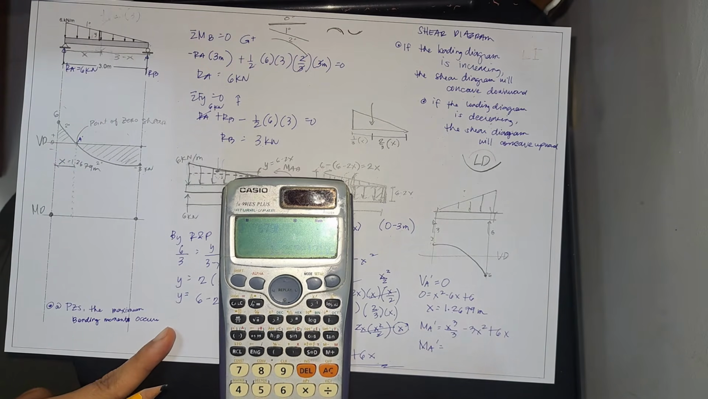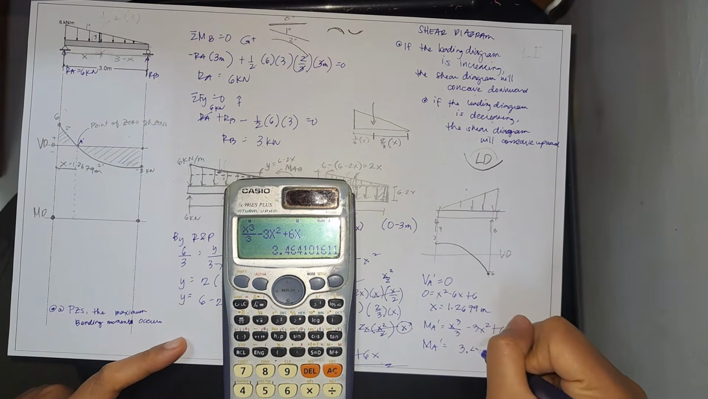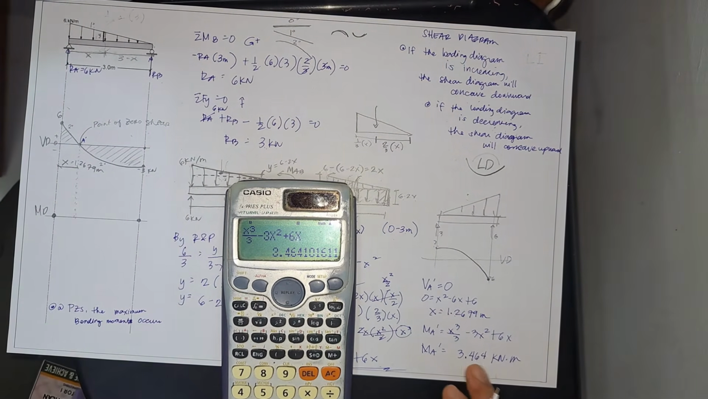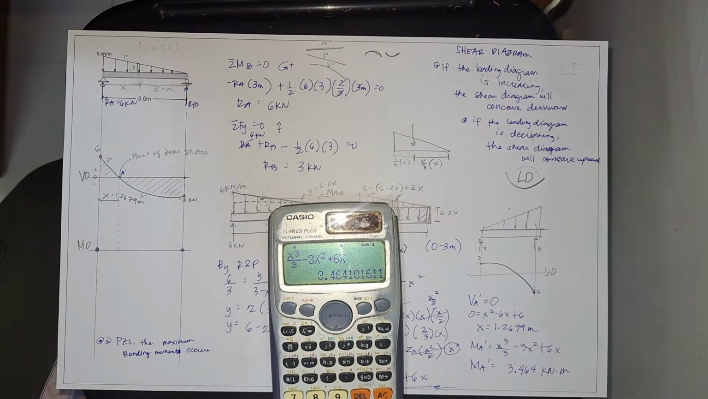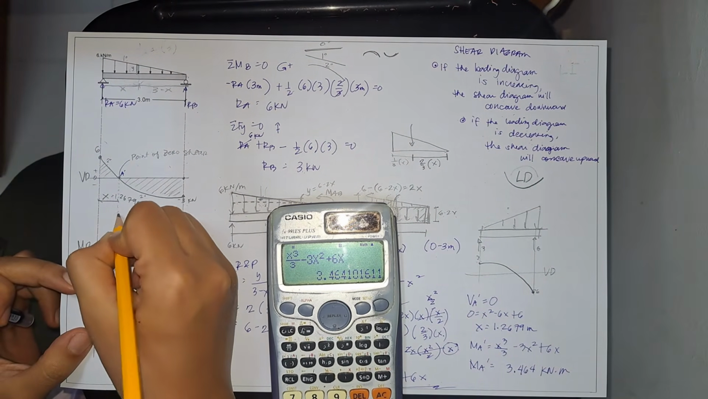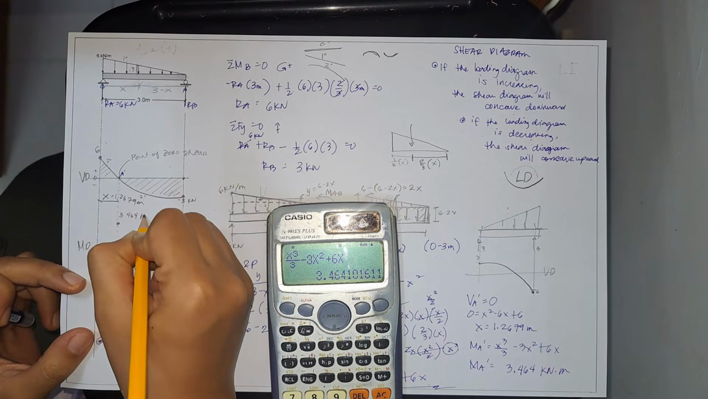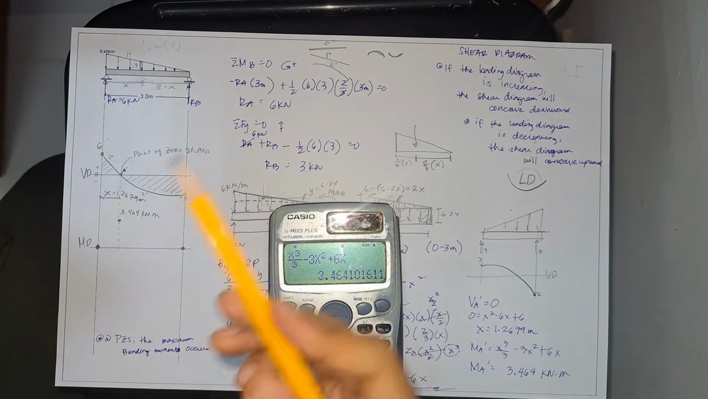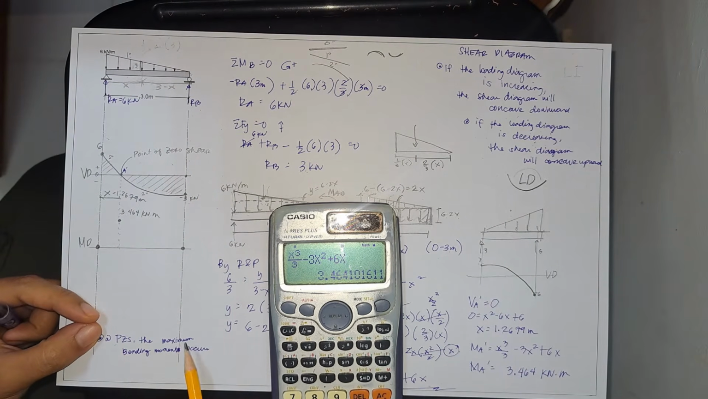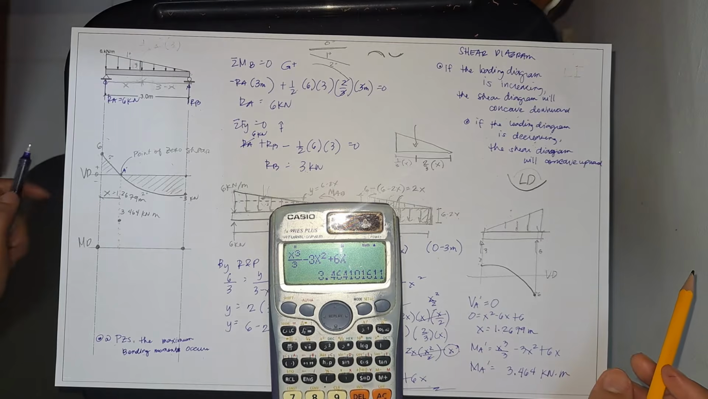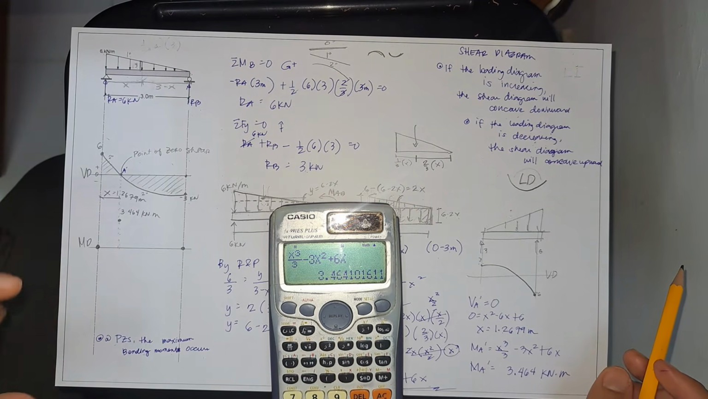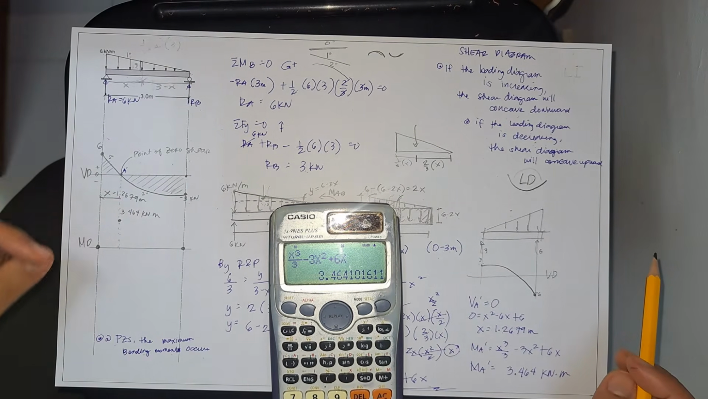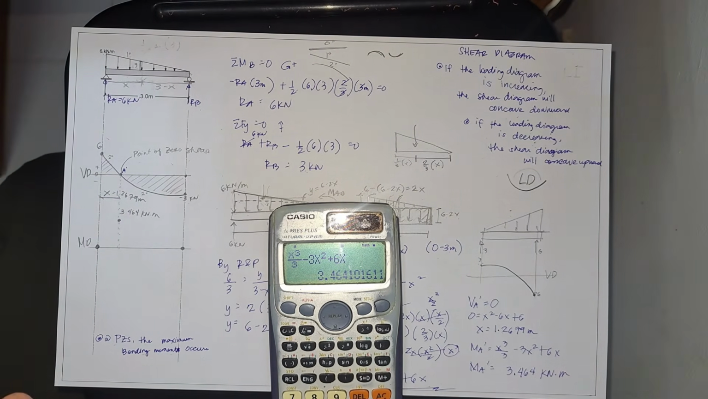Ayan na pala. So, we have 3.464 kilonewton meter. Positive. Okay? So, ito po yung peak ng ating moment diagram. So, take note at point of zero shear, the maximum bending moment occurs. Dito po natin makikita yung peak doon sa point of zero shear. So, matik, pag meron kang point of zero shear, kunin mo yung distance para ma-identify mo yung value ng moment.